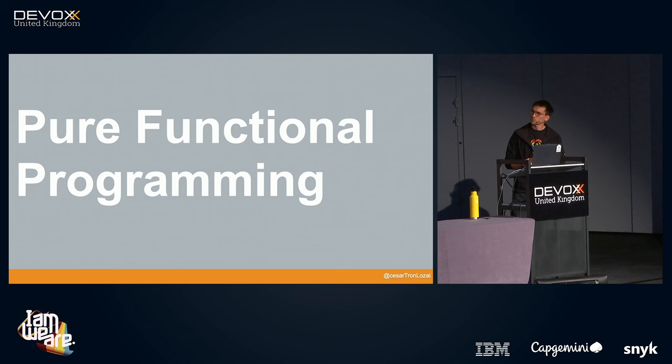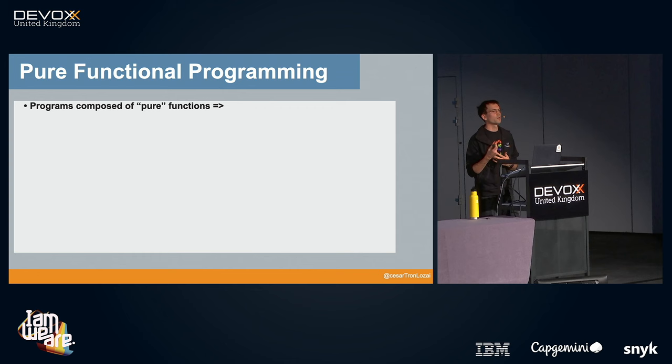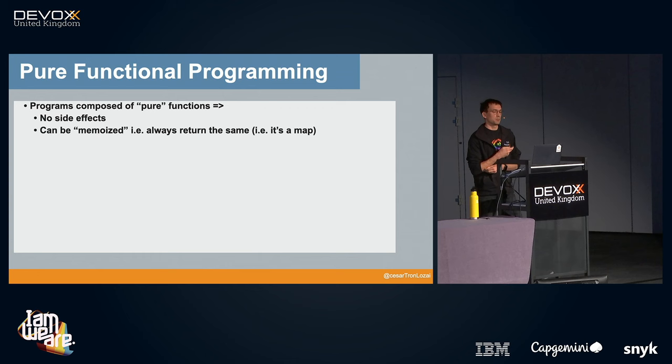Now I want to talk about something called pure functional programming, and you might have heard that term before. This is not linked to any language. It's more of a philosophy or way of writing code. It's based on a set of principles that programs are composed of pure functions. So what's a pure function? It's a function that has no side effect. I will explain what that means. But basically, it means that your function can be memoized. It always returns the same output for a given input.